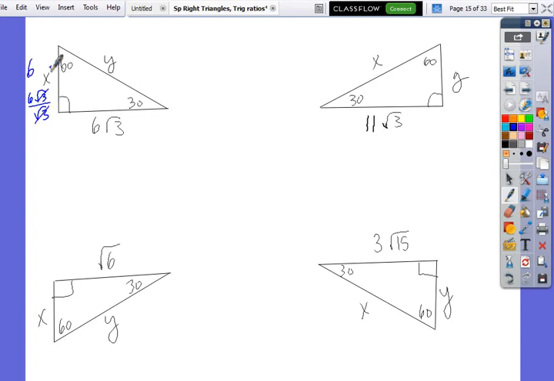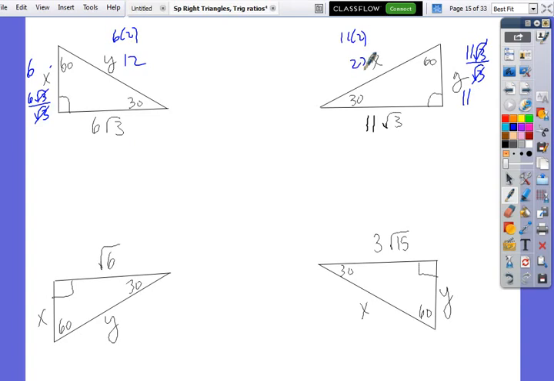And now I have the short side, so how do I find the hypotenuse from the short side? Multiply by 2. 6 times 2 gives me 12. All right, 11 root 3 is the long side. What am I doing with it? So 11 root 3 divided by root 3. Those cancel off and leave 11. Take my short side that I just found, 11, and do what with it? Multiply by 2. So 11 times 2 would be 22.